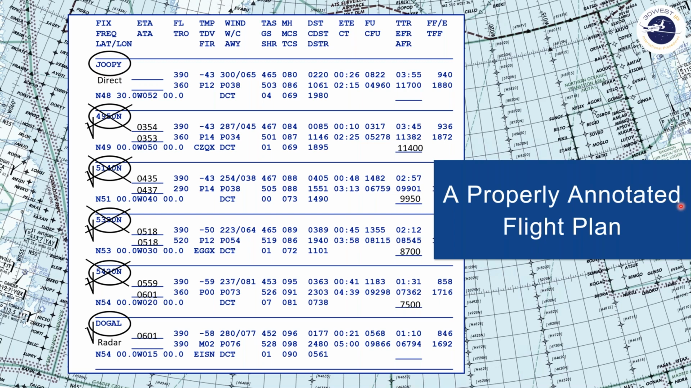Now, your SOPs may have more that is required to be annotated, but these are the minimum as laid out in AC 91-70B. Yeah, and more is not bad, but this is what the expectation is that's laid out in the advisory circular. So that's a properly annotated flight plan.